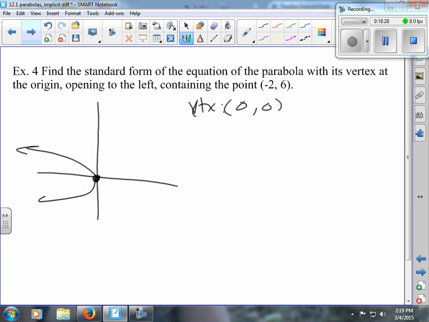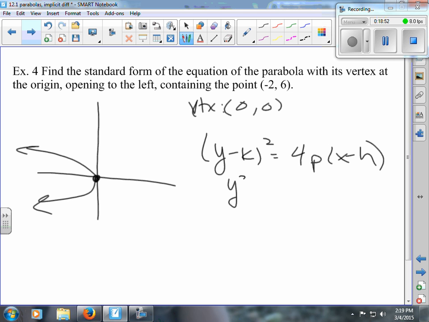Oh, that's nice. All right, so if it opens to the left, that means I have y squared, not x squared. So I have y minus k squared equals 4p times x minus h. I have these standard forms memorized. You're going to need to do that. And I can go ahead and fill in my h, k. Those are both 0. So y squared equals 4px. Now the only thing left to do is figure out p.